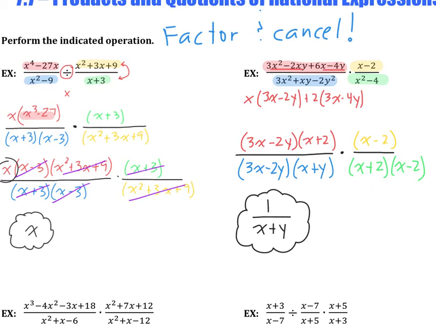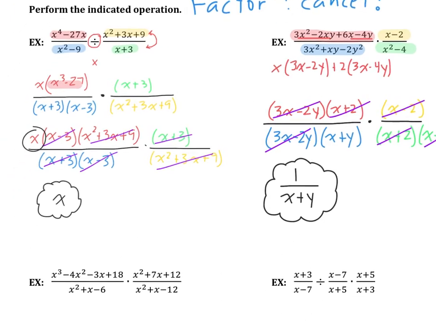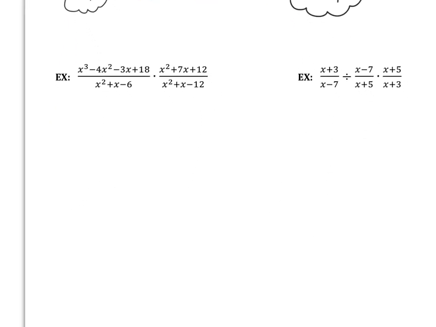So now when we go through and we cancel everything, the 3x minus 2y's cancel, and x plus 2 cancels, and the x minus 2's cancel. So in the end, it leaves us with nothing in our numerator, so really we have 1, and our denominator is x plus y. Hopefully you got that one okay. Now, if we move on to this next example here, all right, and first I notice it's strictly multiplying, so I don't have to worry about flipping anything, all right?